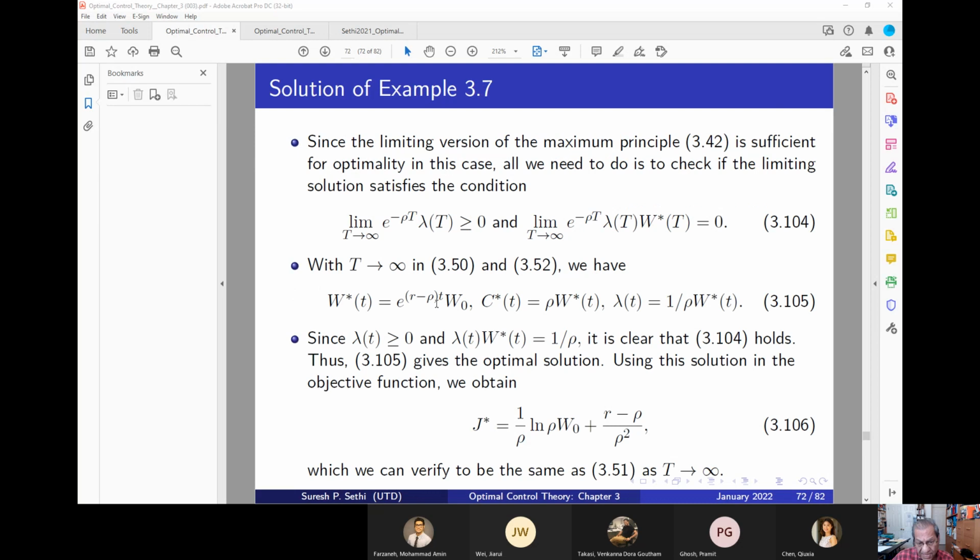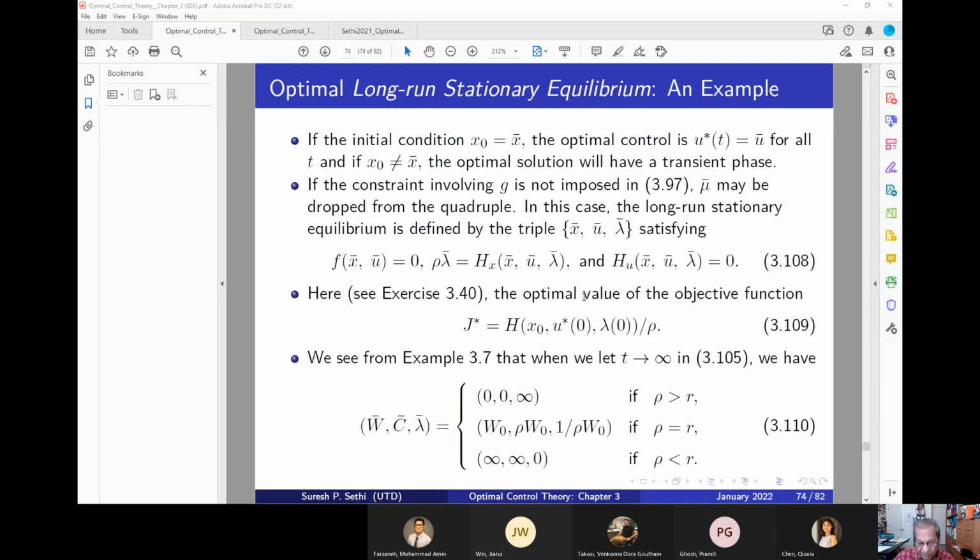In this one, when R is less than rho, you keep consuming less and less. The C star T will go towards 0. So rho times W will go towards 0. So the equilibrium will be a 0 consumption, but you will never reach it. You will always be in the asymptotic case. That means you're approaching smaller and smaller consumption, but you will never get to 0.